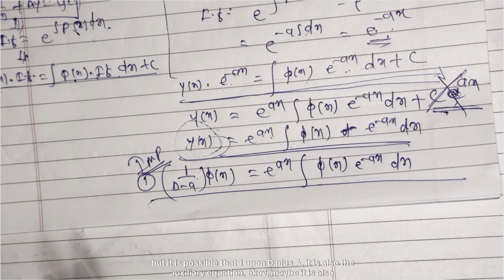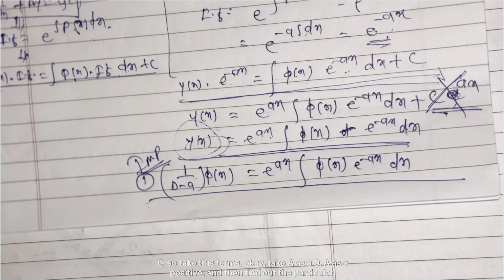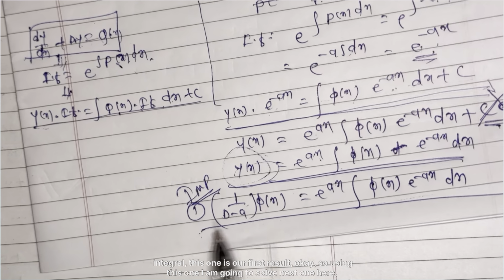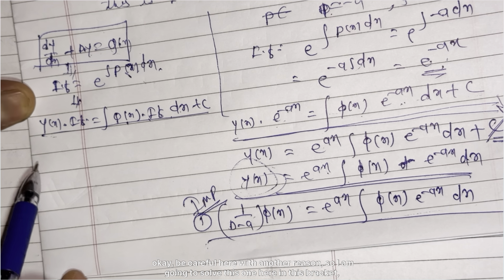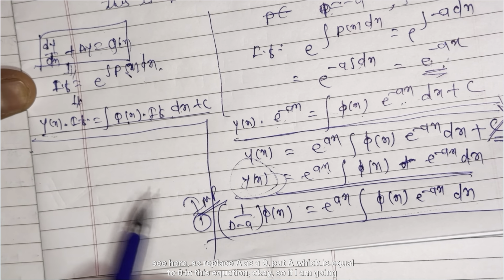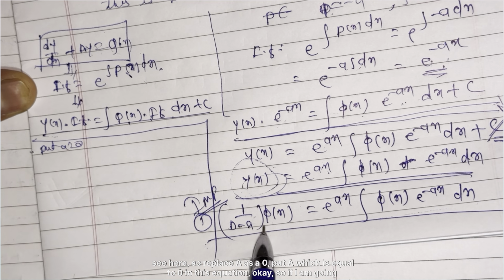Maybe a is also 0. So take these terms: take a as 0, a as positive, and then find out the particular integral. This one is our first result. So using this one, I'm going to solve the next one here. Be careful here with another result. So I'm going to solve this one here in this bracket. See here, replace a as 0, put a equal to 0 in this equation.